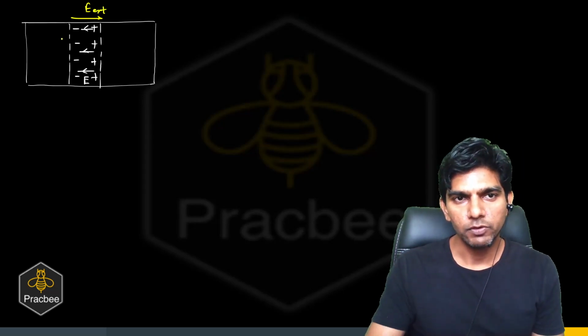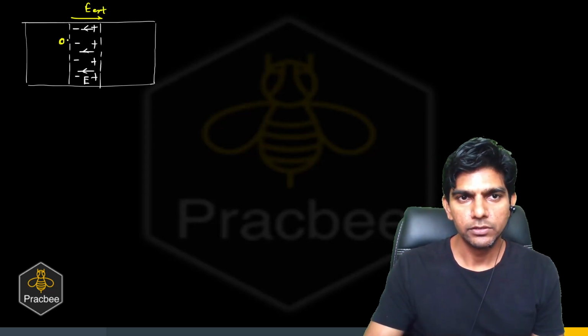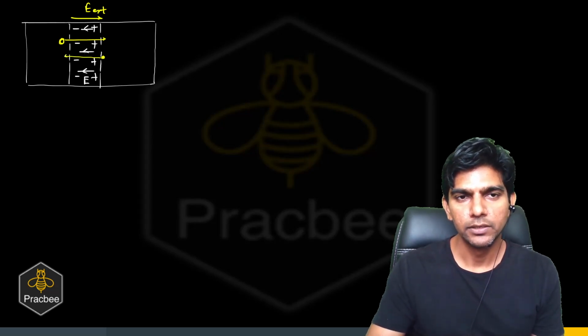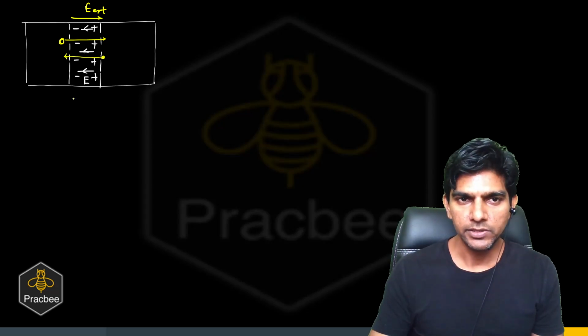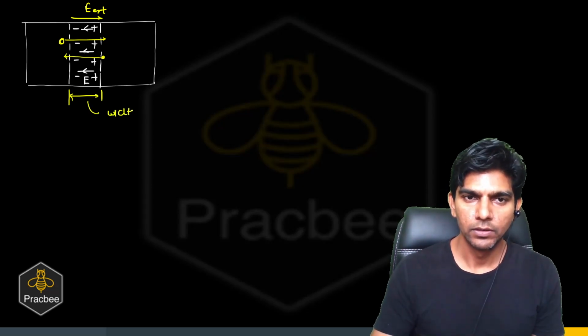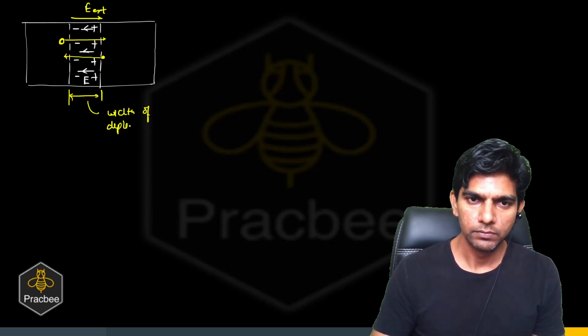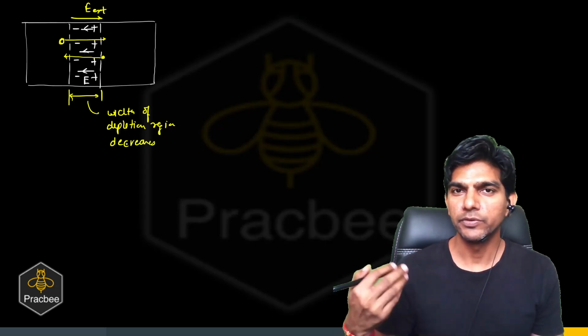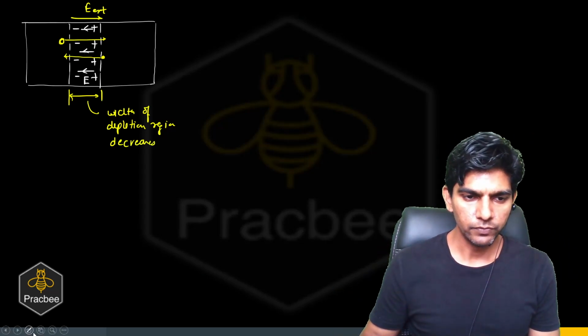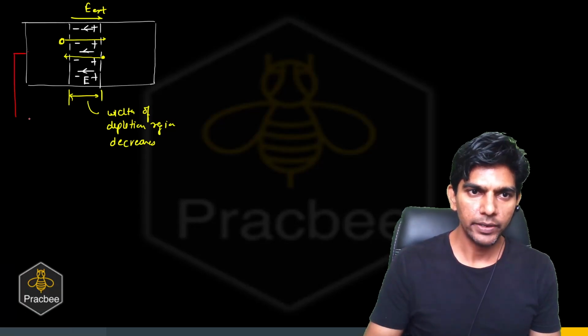So what happens now, it will be easier for the holes to move towards the N side and it will be easier for the electron to move towards P side. So the width of depletion region decreases, right? Because now it is easier for majority carrier to again move from one side to the other. So that is the case when we have a battery connected like this.